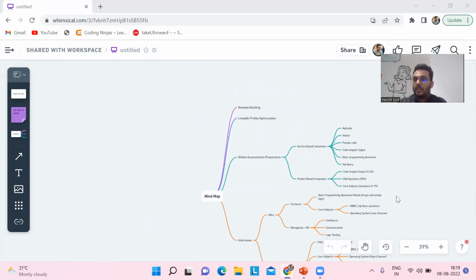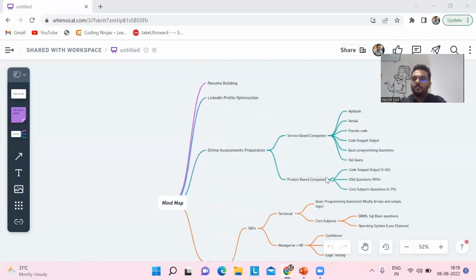Third is preparation for online assessments. I'll be sharing all the material and all the questions that are being asked in these companies. I can guarantee that if you study all those questions, you will be able to crack the online assessments of these companies. But for product-based companies, there is no sure-shot guarantee because there are numerous data structure questions, so you have to practice a lot. But for service-based companies, you can prepare really well and be assured that you can crack the online assessment test.